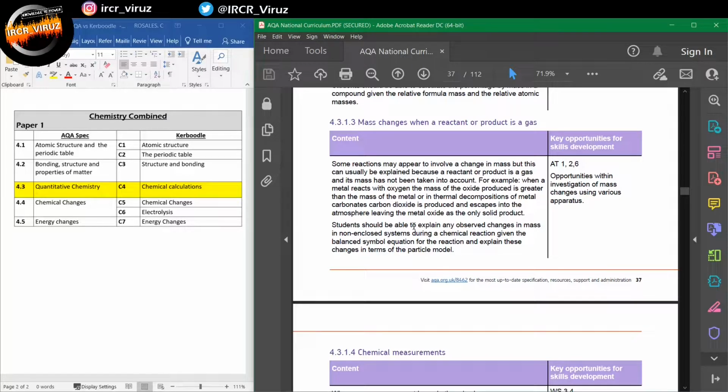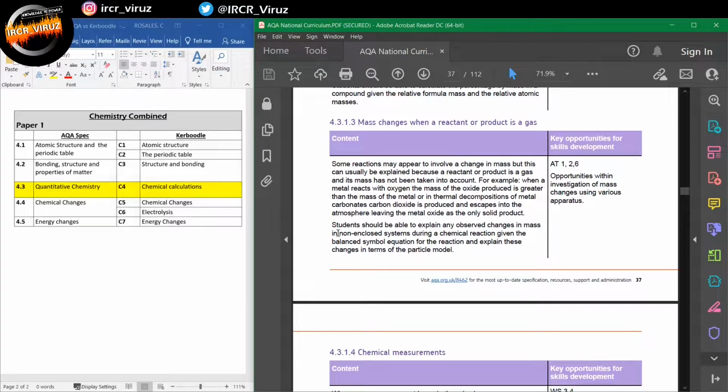Students should be able to explain any observed changes in mass in non-closed systems during a chemical reaction, given the balanced symbol equation for the reaction, and explain these changes in terms of the particle model. Okay, so it's important that you familiarize yourself with the particle model. You might have to draw a particle model explaining what happened.